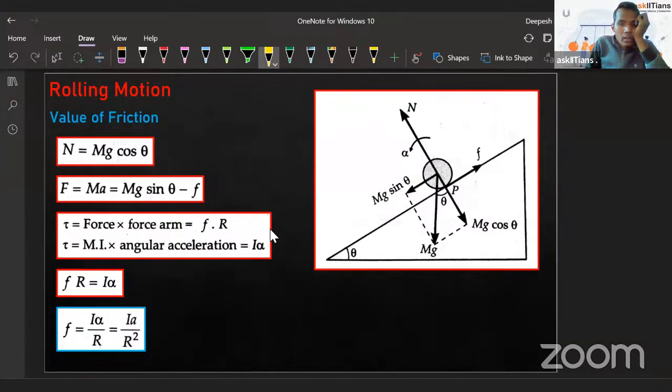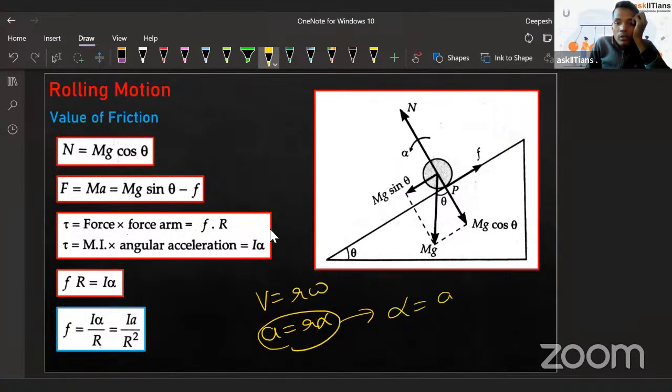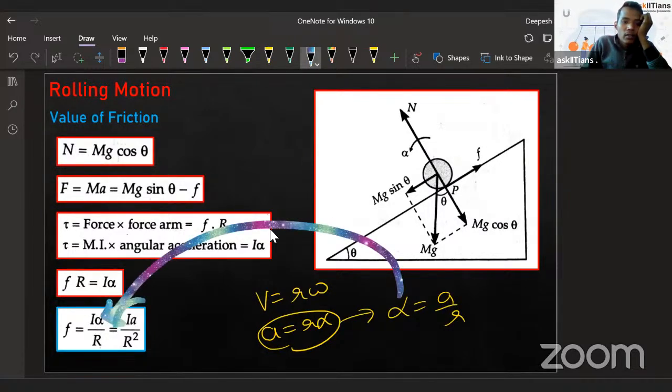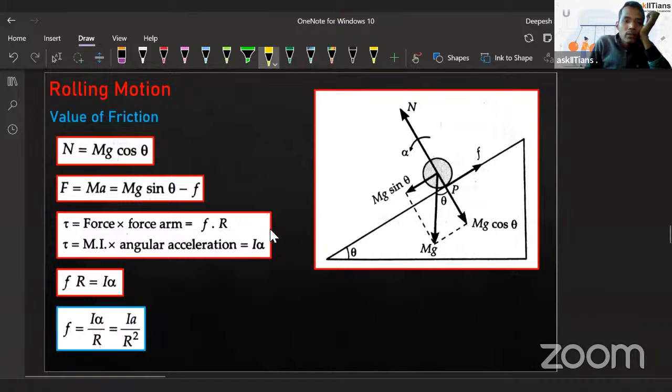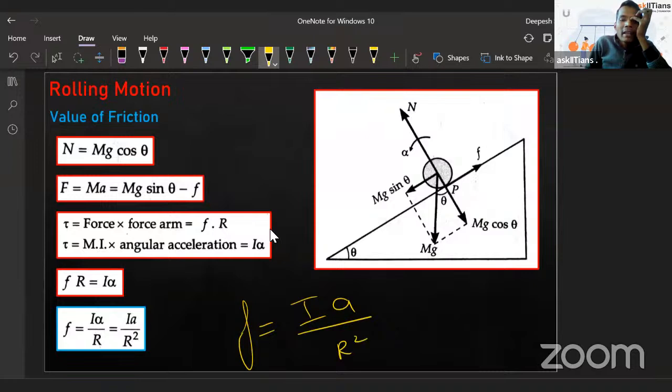As you know, just like v is equal to R omega, a is equal to R into alpha. So we can say that alpha is equal to a by R. This is what we put over here to get the second formula. So you can remember any one of them, and the second formula will automatically come out. The important point is that this formula is coming from I only, I meaning moment of inertia.